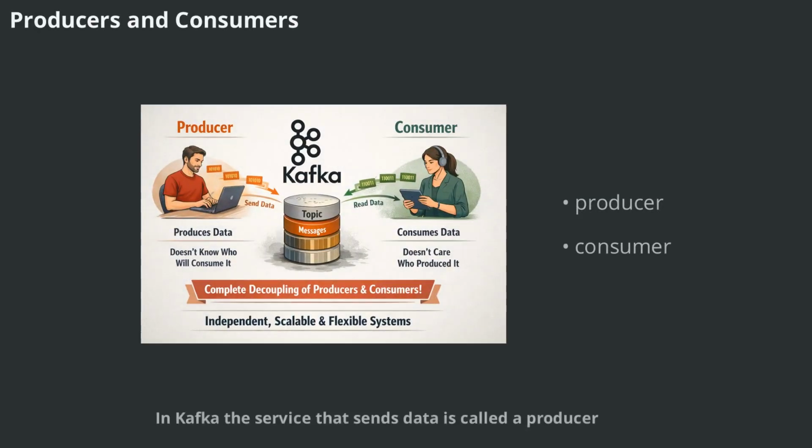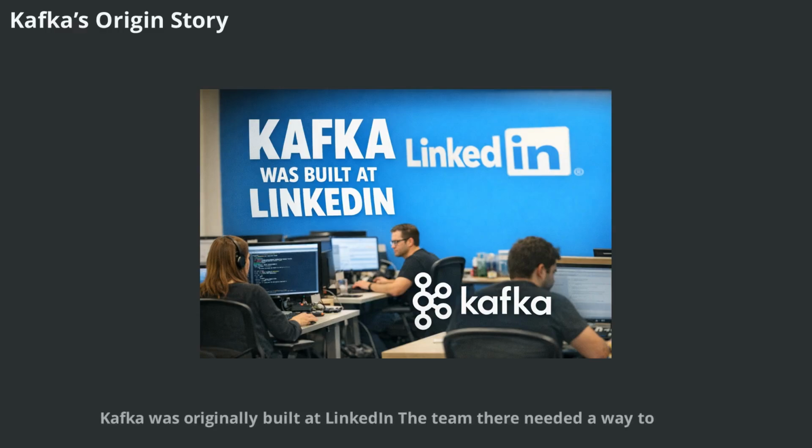In Kafka, the service that sends data is called a producer, and the one that reads data is a consumer. The producer doesn't need to know who will consume the data, and the consumer doesn't care who produced it. This separation is what makes Kafka so powerful. It allows for true independence between different parts of your system, reducing dependencies and making it easier to scale and evolve. Kafka was originally built at LinkedIn.